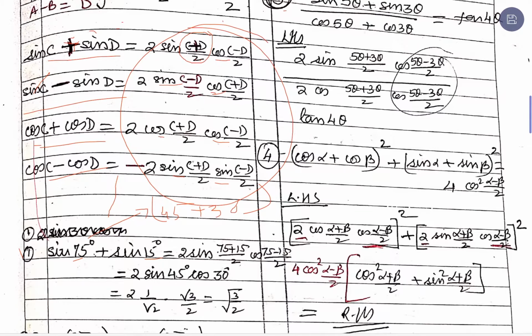sine C plus sine D. I am reading this expression in terms of the formula that we have written here, that is 2 times sine of (C plus D) upon 2, and the next factor is cosine of (C minus D) upon 2.